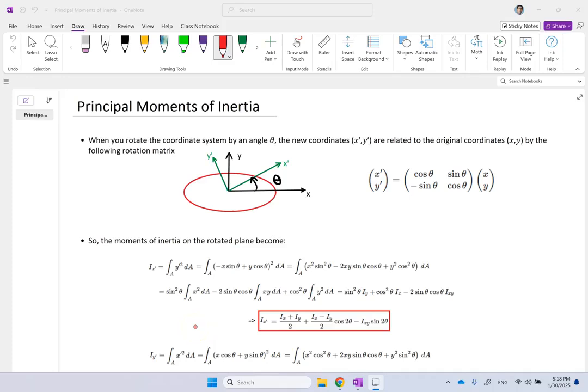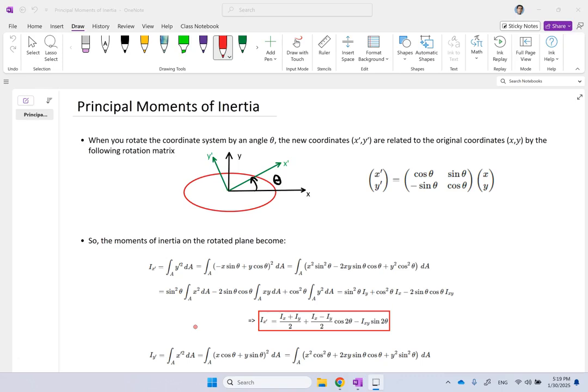Hello everyone. In this video, we are going to talk about principal moments of inertia. In my previous video, I told you everything you needed to know about calculation for moments of inertia, but there is one topic that I wanted to discuss separately, and that is principal moments of inertia.